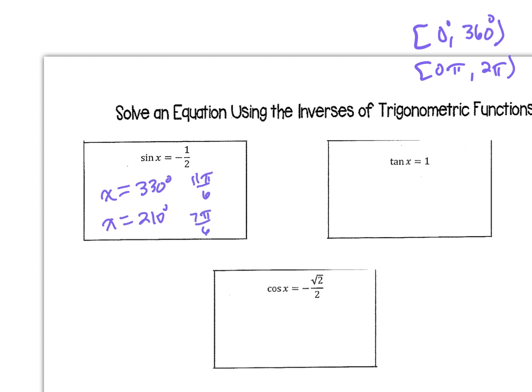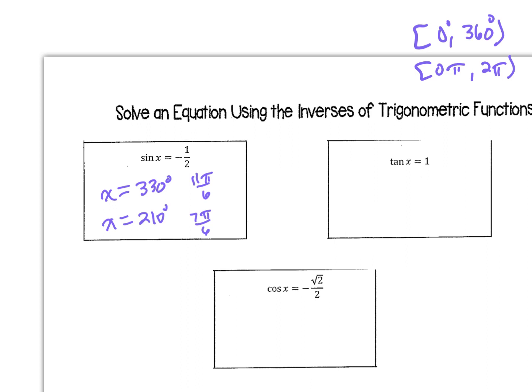Notice, once you find one of those answers, jump to the other quadrant and find the corresponding reference angle, and that's going to help you decide where it should be. If the sine values are negative, you should know you're looking in quadrants 3 and 4. Put both down? Yes, you put both. And then that's it. Then you're done.